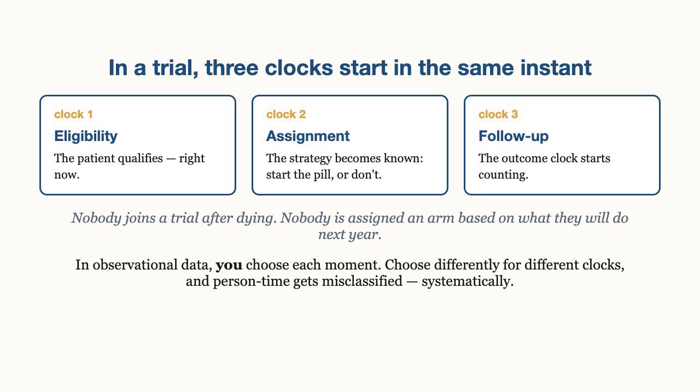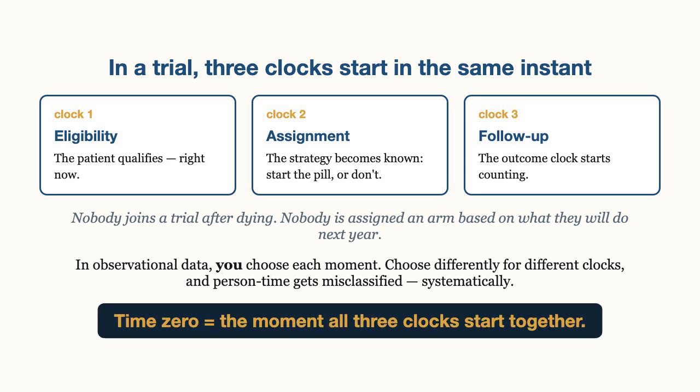Sounds absurd, right? But in observational data, you must choose each of these moments yourself. Choose differently for different clocks, and person time gets misclassified. Systematically, the moment all 3 clocks start together has a name: time zero.